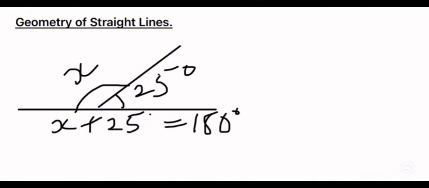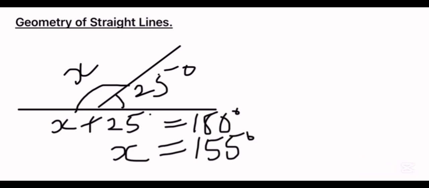Now, angles that sum up to 180 degrees are called supplementary angles. Remember, angles that sum up to 90 degrees are called complementary angles, but angles that sum up to 180 degrees are called supplementary angles. So, our reason would be that they are supplementary angles. Now, when we subtract 25 degrees from both sides, X is going to be equal to 180 degrees minus 25 degrees, which is equal to 155 degrees.